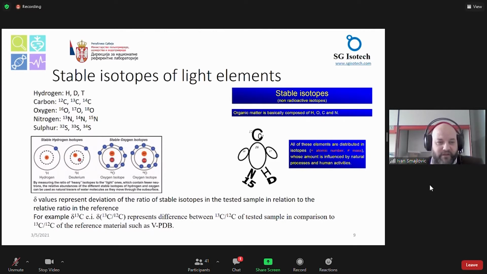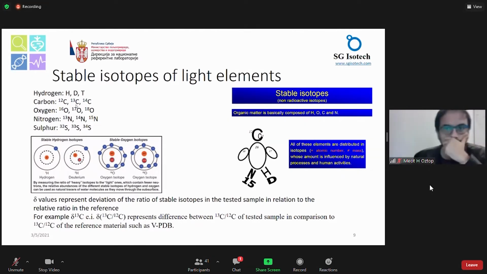We are interested in 5 elements. This is hydrogen, carbon, oxygen, nitrogen, and sulfur. So as I said, hydrogen, deuterium, and tritium, for example, they will differ in neutrons. In that case, deuterium will have 100% bigger mass than hydrogen, because hydrogen has 1 proton and 1 electron, but deuterium has 1 proton, 1 neutron, and 1 electron.